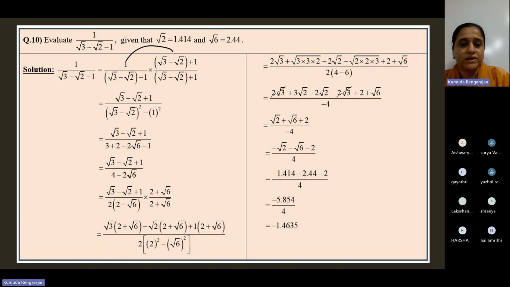Now multiply the numerators, multiply the denominators. The denominator is of the form A minus B into A plus B, so you can see the result is A squared minus B squared. This is A minus B into A plus B, so the result is A squared minus B squared.